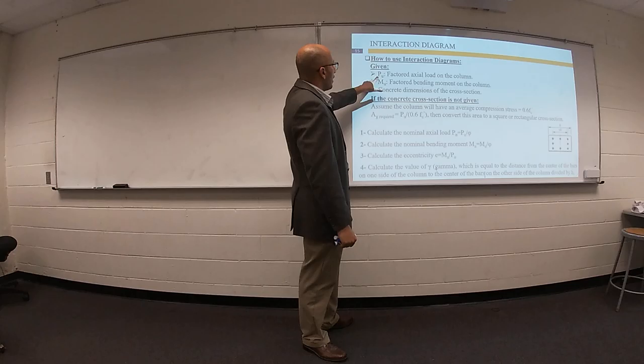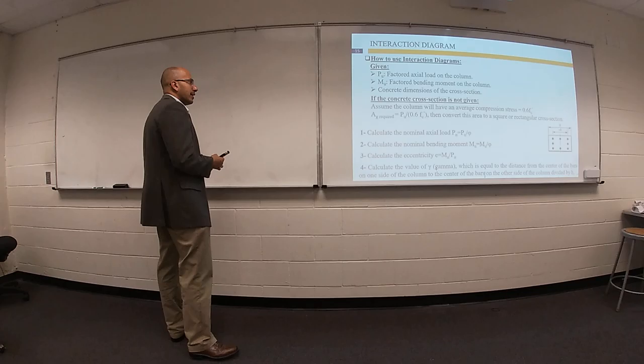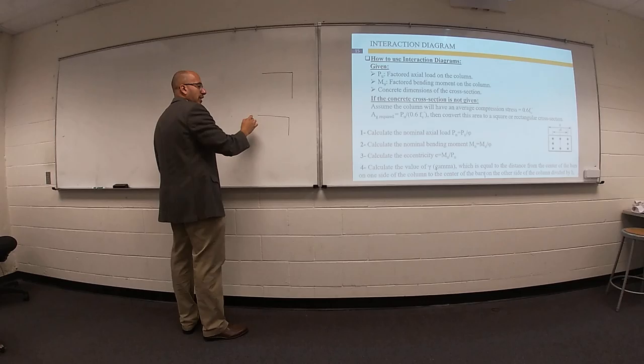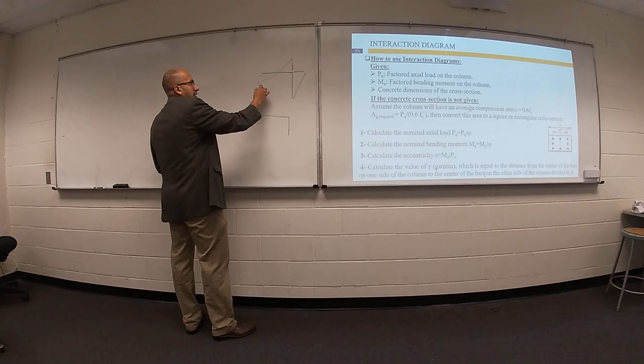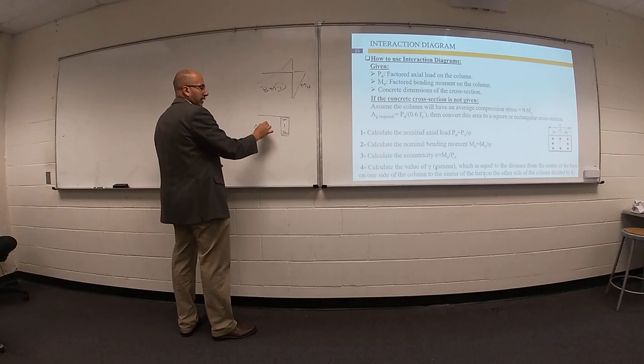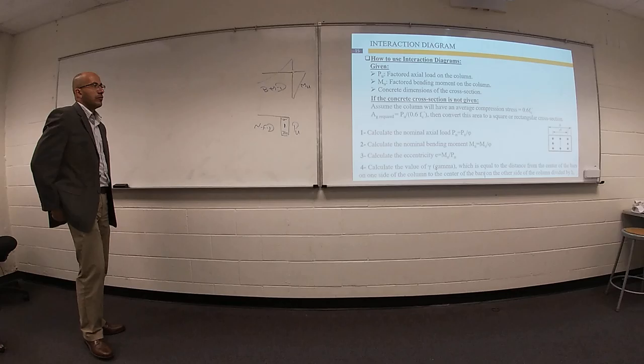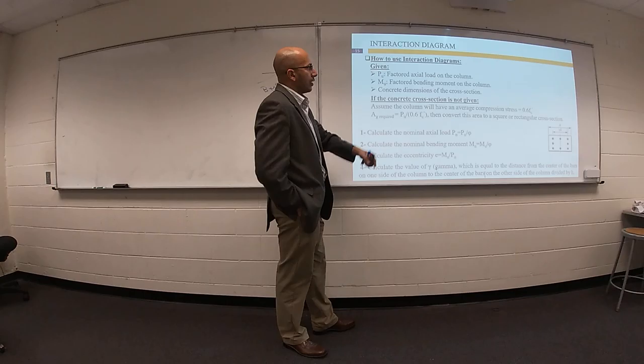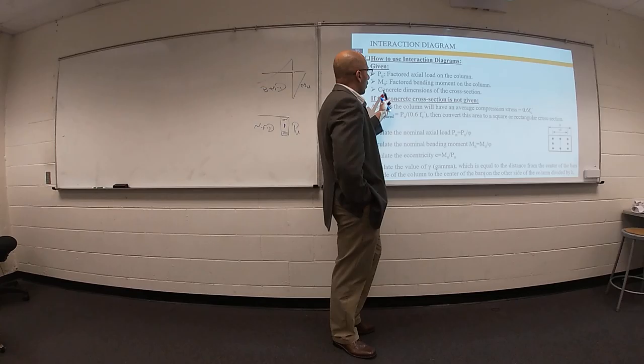Given P ultimate and M ultimate from a structural analysis. Maybe your column is part of a frame. From a structural analysis, I can draw the bending moment diagram, so I can tell you what is the M ultimate. I can also draw the normal force diagram, so I can tell you what is the P ultimate for your column. Also, I can assume, or maybe it's given, the concrete dimensions of the cross-section of the column.